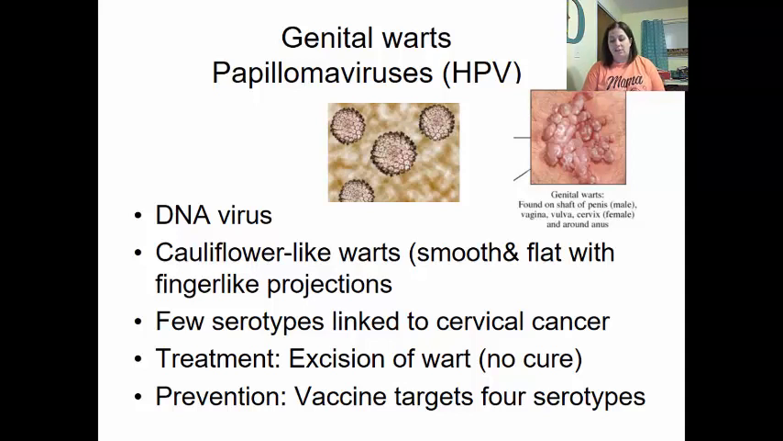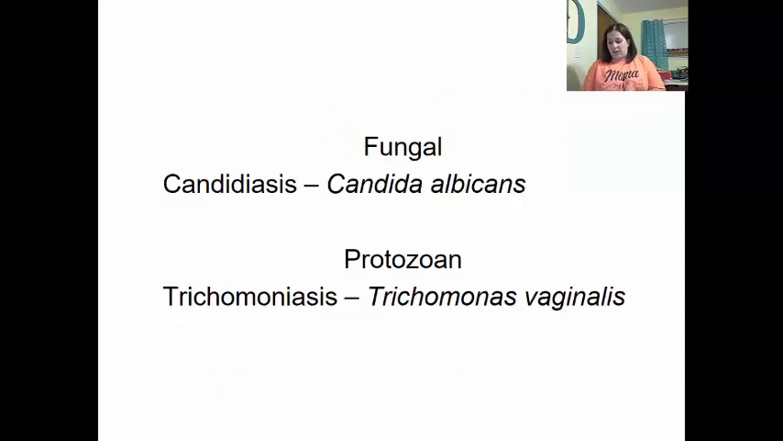but these vaccines only target 4 of the serotypes, which are normally linked to cervical cancer. All right, the last little bit here, we're going to focus on the fungal and the protozoan infections. The fungal group is caused by Candida albicans. The protozoan is caused by Trichomonas vaginalis.